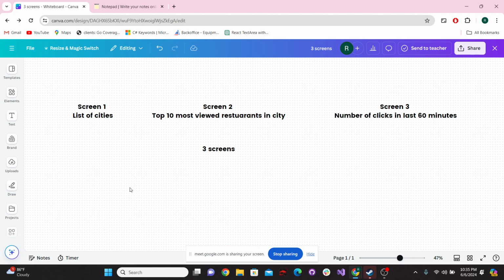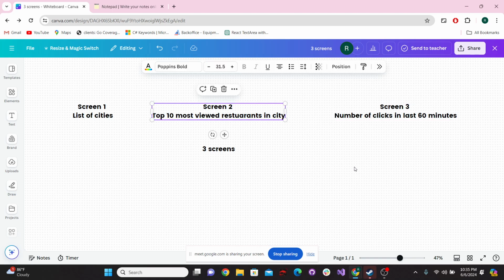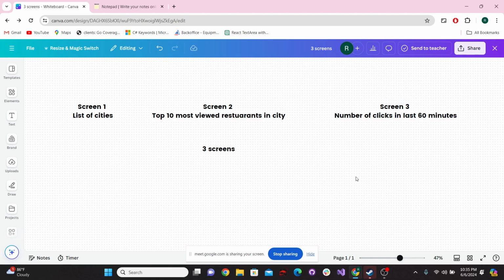So people are clicking on these restaurants, and these clicks are being recorded on the server, right? There are millions and millions of clicks going. When you click on a restaurant in screen 3, it should show you that in the last 60 minutes, let's say 100k people have clicked on this restaurant in the app and viewed the screen, right? So from a system design perspective, there are millions of clicks going on and on and on. What's the best way to do this?